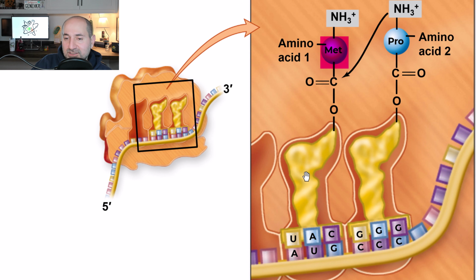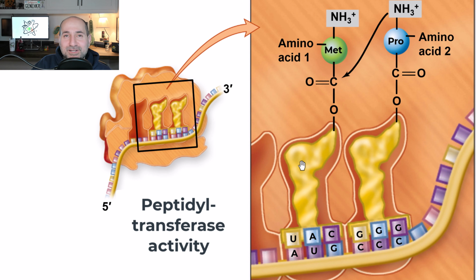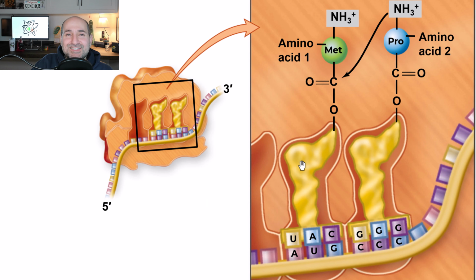So now you have methionine here attached to the tRNA in the P site. You have proline here attached to the tRNA in the A site. And now here is where the magic happens. Okay, so again, I told you that the A site is for accepting fresh tRNA. Well, what's the P site for? The P site is called the site for Peptidyl-Transferase Activity. That's a mouthful, but what that means is it has the ability to make the peptide bonds.